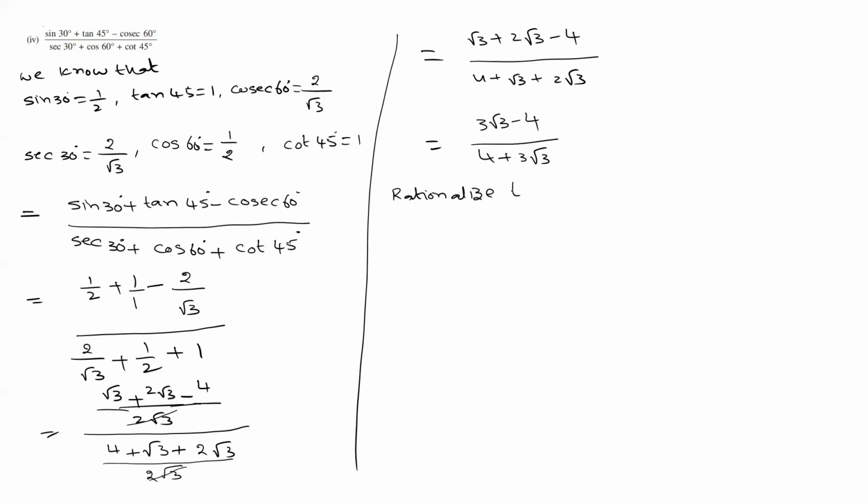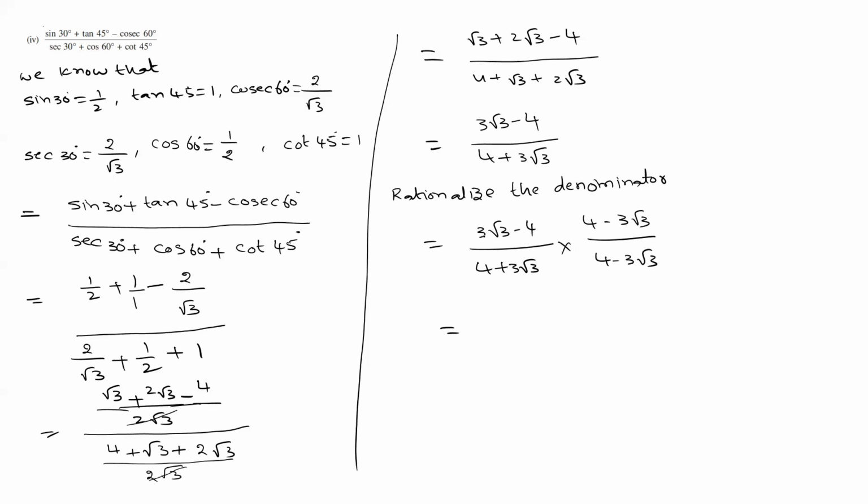So rationalize the denominator. It is equal to (3 root 3 minus 4) divided by (4 plus 3 root 3), multiplied by the conjugate. So rationalization of the denominator will be (4 minus 3 root 3) divided by (4 minus 3 root 3).